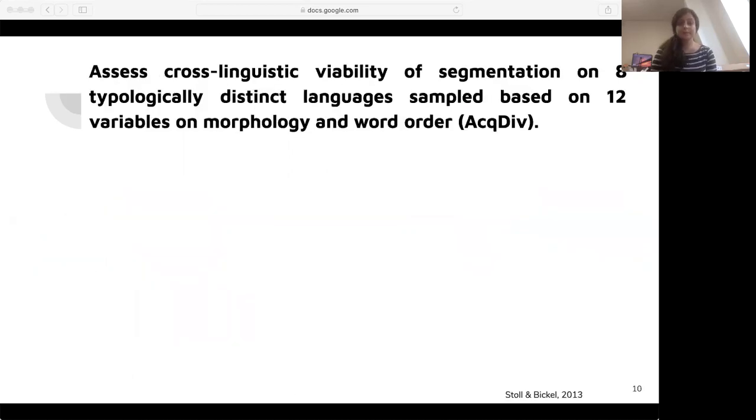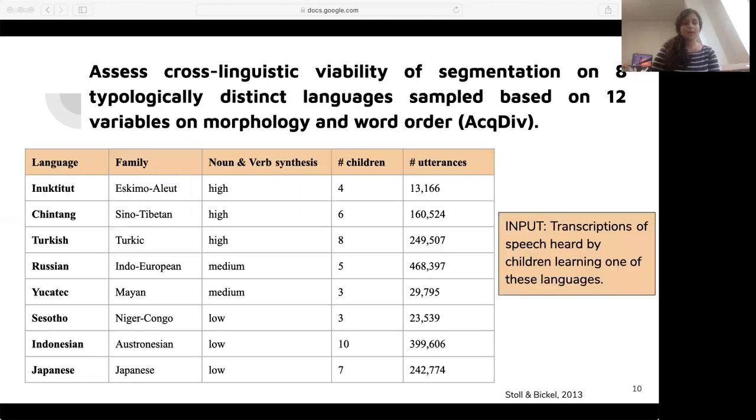In the first sample project, we plan to assess the cross-linguistic viability of several segmentation strategies on 8 typologically distinct languages from the ACTIV database, which have been sampled based on 12 variables on morphology and word order. The database has transcriptions of ecological longitudinal input heard by children learning one of these languages. You may find the languages below.